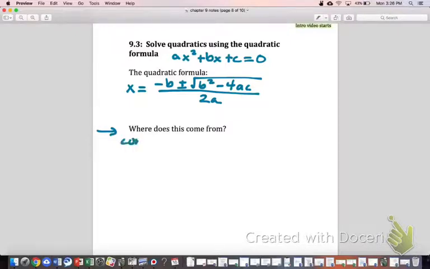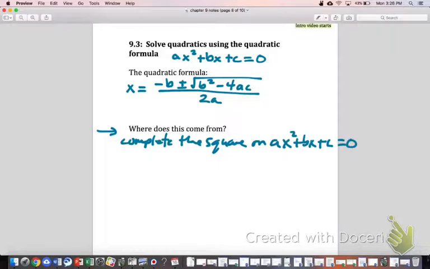Where does it come from? It comes from doing complete the square on the standard form of a quadratic, ax squared plus bx plus c equals 0. So it's a little complicated. If any of you are interested, I'd be happy to show you. But I thought maybe our time could be better spent by just talking briefly about how this could be used on a quadratic.